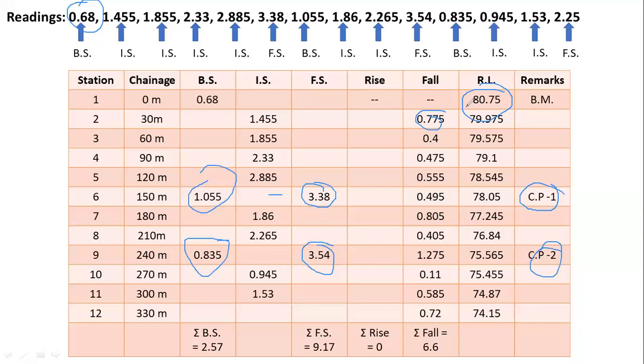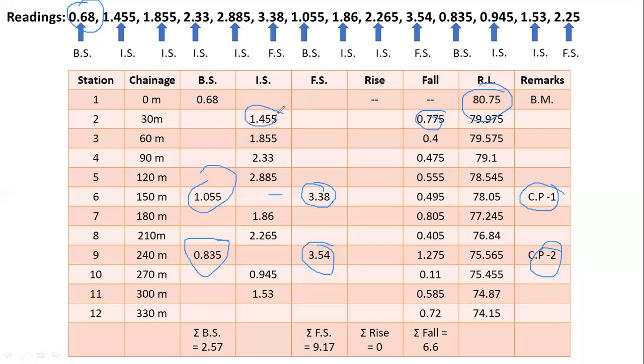The first RL is given as 80.75. For the difference we take BS minus IS, not IS minus BS. So this is BS and this is IS. BS minus IS, so the answer is minus 0.775. So the reading is put in the fall column, right?